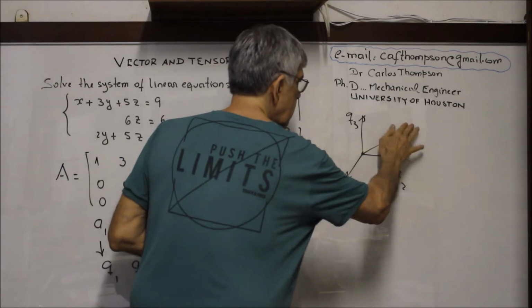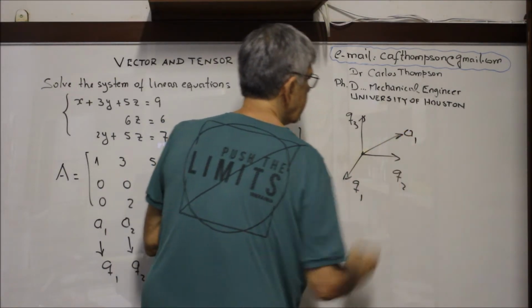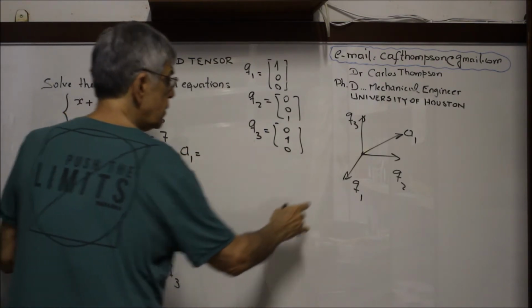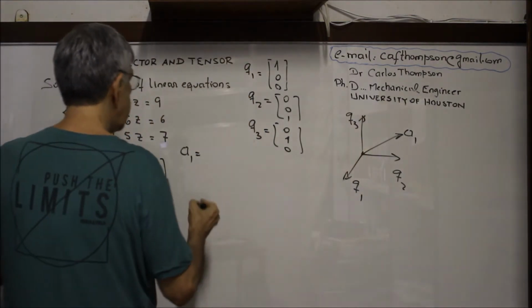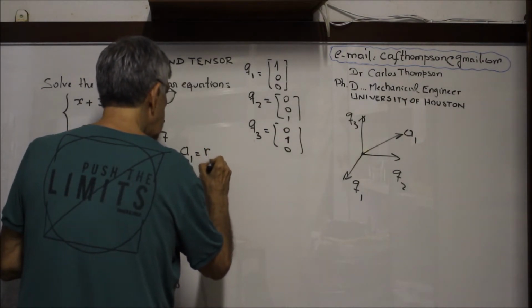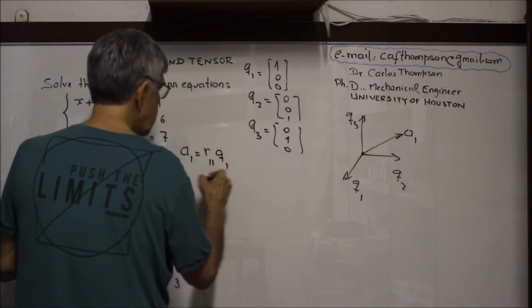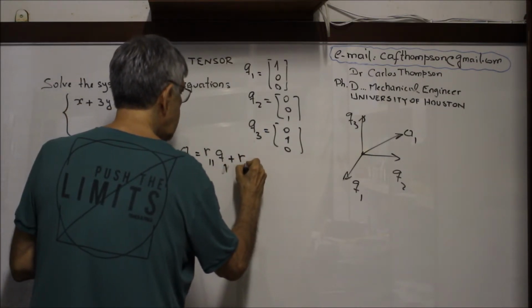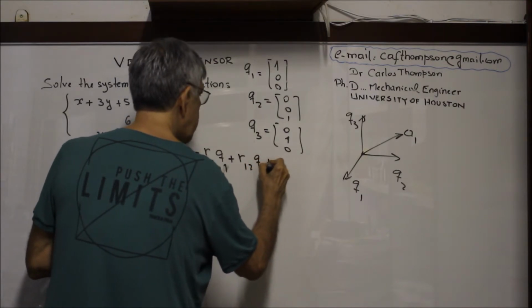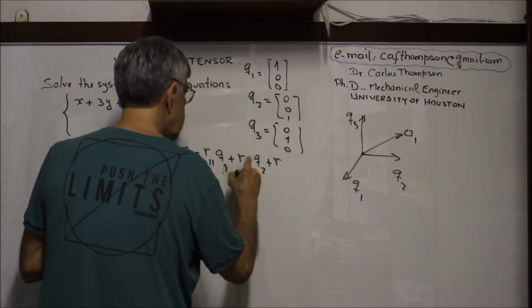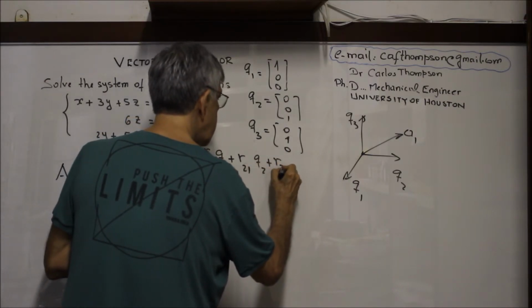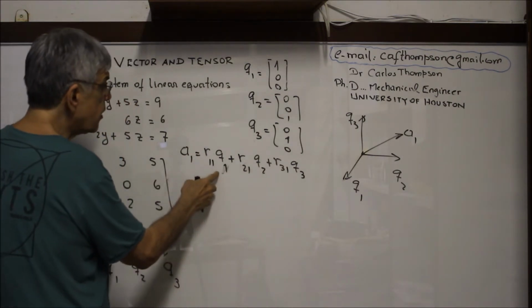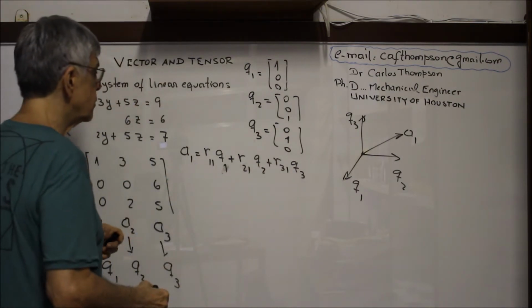Suppose here is A1. So A1 is a linear combination of these three vectors. Let's put R1,1 Q1, this is a number, a scalar, plus R2,1 Q2, let's put 2,1 here, I'll tell you why, plus R3,1 Q3, okay? So this is a linear combination of these three vectors.